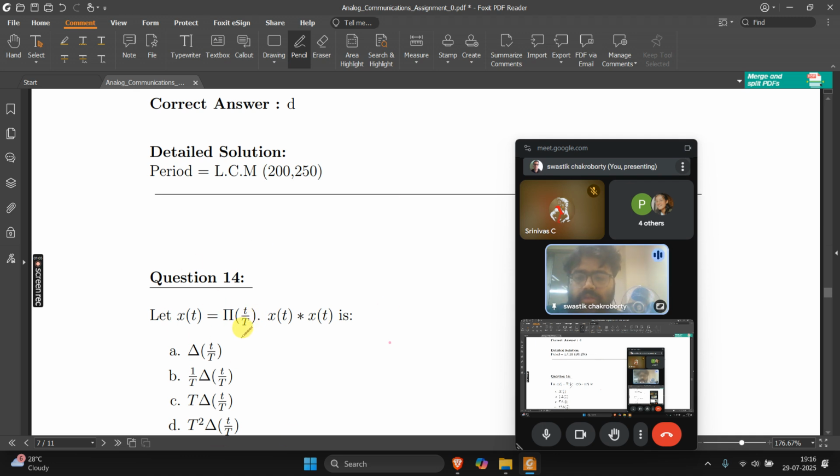First you try. This is rectangular, so this means it is 1 from minus T by 2 to T by 2, and elsewhere it is 0. This is your x(t). So convolve it with itself. You can do it mathematically, you can do it graphically, your choice. But try. How much time do you need? 3 minutes. If you want, you can ask for more, but try to do this on your own. You can do it graphically or mathematically. Your wish.